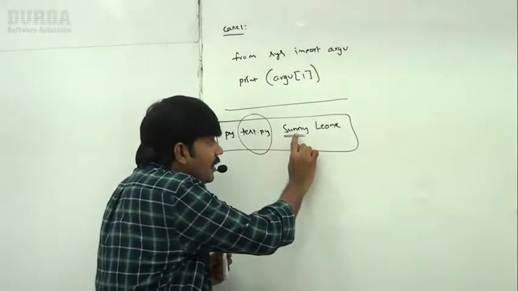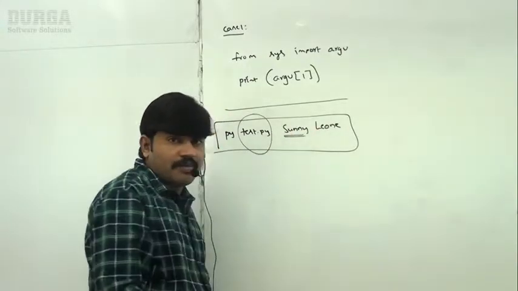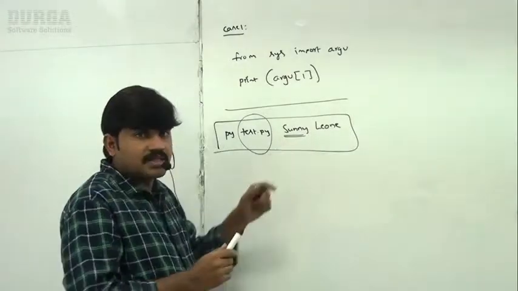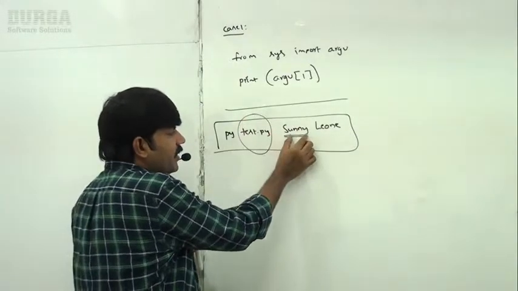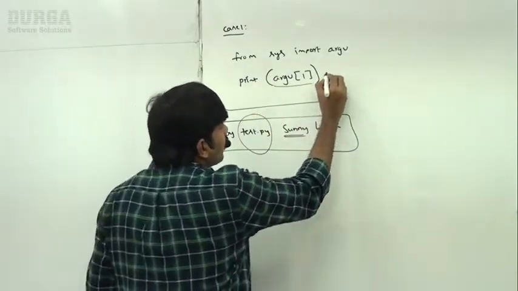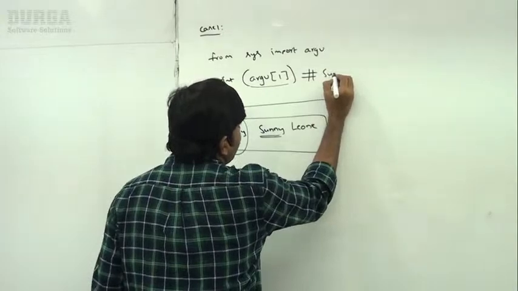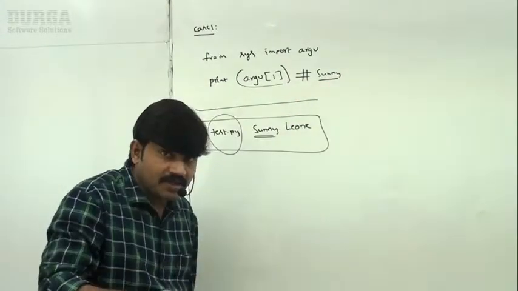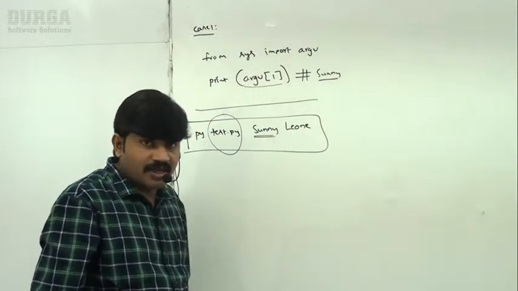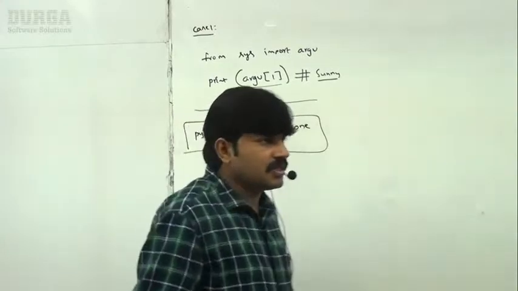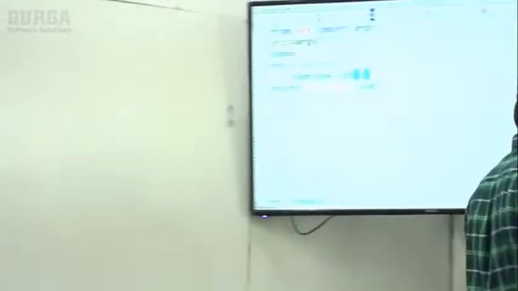Okay. Between command line arguments, what is the separator? Space is the separator. That's why first one, second one, third one. Argv of 1 means we are going to get simply Sunny as the answer. So space is the separator between command line arguments, right? But here one small twist is there. Let me execute up to this, so that you may get some clarity.